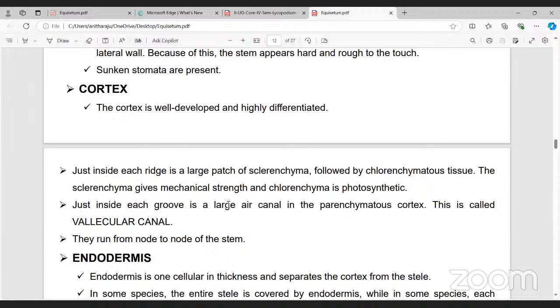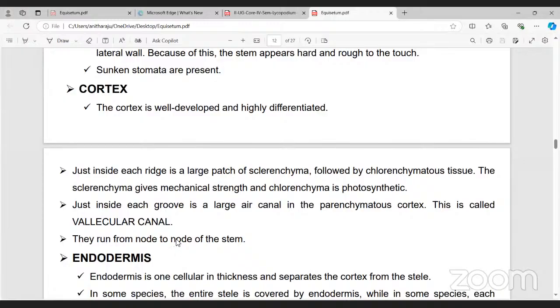Sclerenchyma gives mechanical strength to the stem. Chlorenchyma, you already know, performs photosynthesis. And just inside each groove, that is an important character, just inside each groove there is a large air canal in the parenchymatous cortex. This is called the vallecular canal. This is very important. Inside the groove, a large vallecular canal is present.